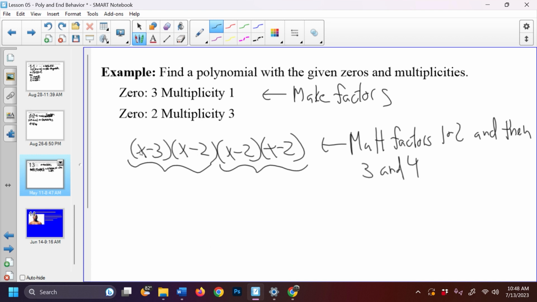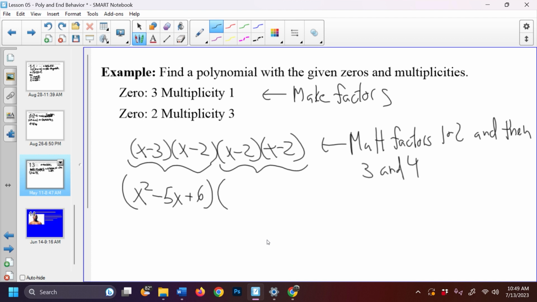All right. So x times x is x squared. X times negative 2 is negative 2x. Negative 3 times x is negative 3x. Plus the negative 2x is negative 5x. And then negative 3 times negative 2 is positive 6. I have multiplied the first two factors.